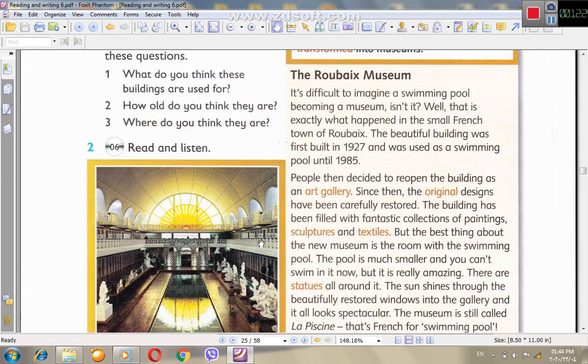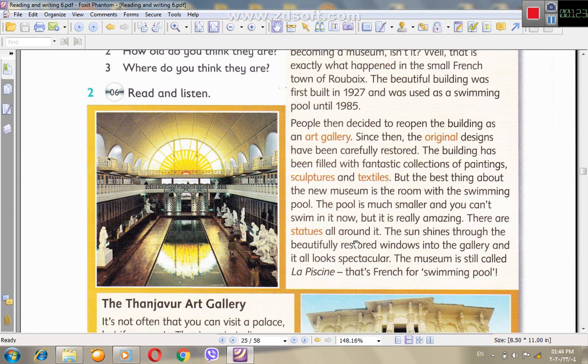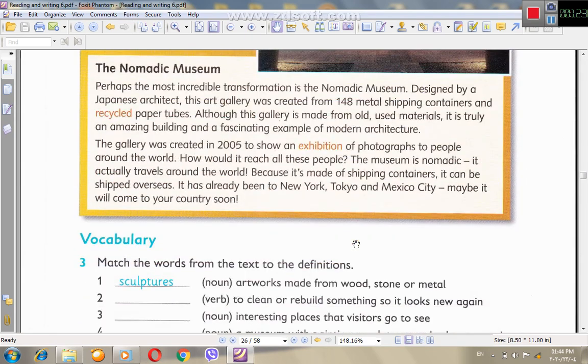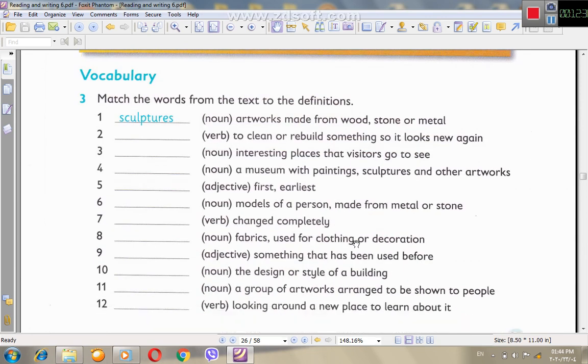So guys, please write the highlighted words that we explained in your notebook writing part. We will review these highlighted words in the next lesson, and this one too. Exercise 3 will be your homework. Okay, match the words from the text to the definitions. That's about vocabulary, the highlighted words. Match the words from the text to the definitions.